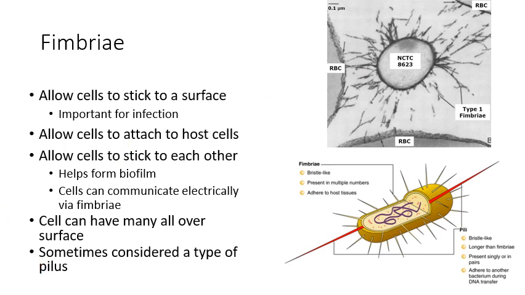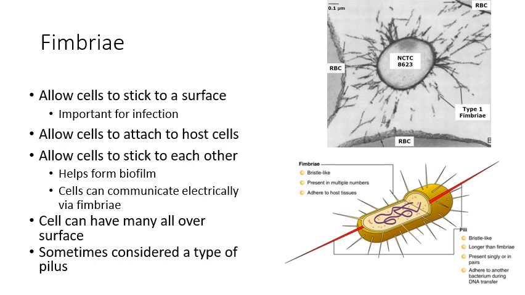The fimbriae will also allow cells to stick to each other, which can help them form the biofilm as well, and just help them live in community with each other. Actually, some cells can send electrical currents along the fimbriae to other cells, and it's a way that they can communicate with each other.